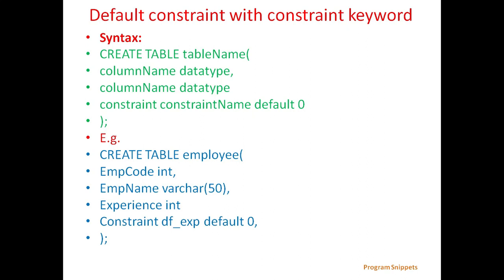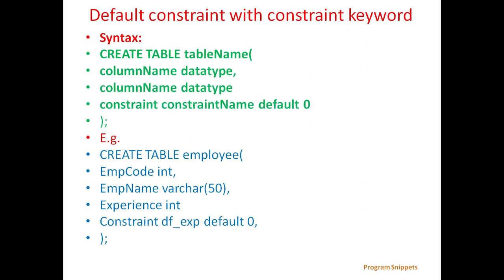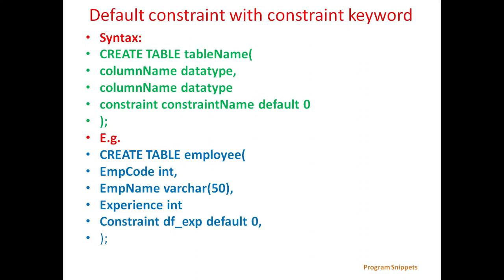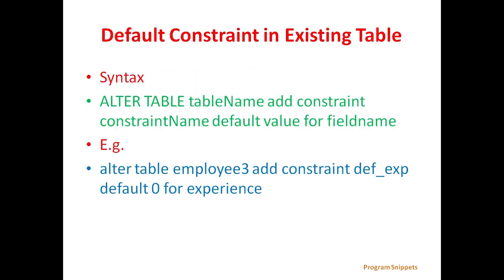We can add a default constraint with the constraint keyword. The general syntax is create table name, then column names with data type, and the constraint with constraint name and default value. For example, create table employee with fields employee code of type integer, employee name of type varchar, then experience of type integer, and we'll add the constraint default experience, which is the constraint name, and default value 0.